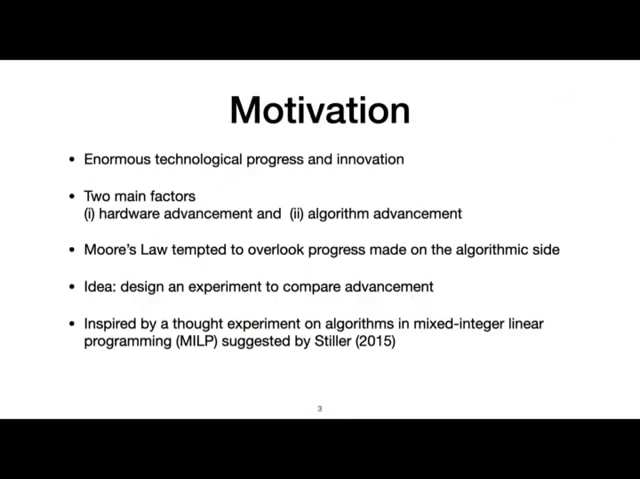Why would that even be interesting? While the last 2 decades have brought enormous technological progress and innovation in the area of combinatorial constraint solving, the 2 main factors are massive hardware advancement and algorithm advancement. But when we look at the well-known Moore's law, one might be tempted to overlook the huge progress made on the algorithmic side. Inspired by a thought experiment on algorithms in mixed integer linear programming that Sebastian Stiller suggested in his popular science book Planet of Algorithms, we figured that it would be a nice challenge to design an actual experiment to compare the advancement in combinatorial solving. Since the field is quite diverse, we picked the famous SAT problem.